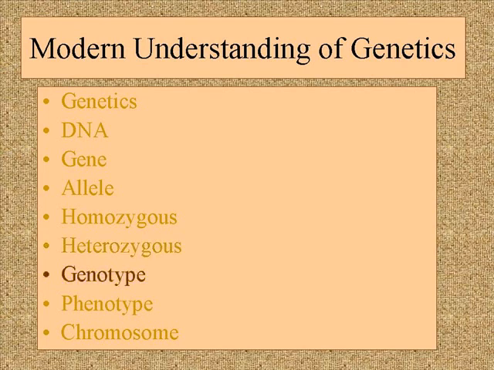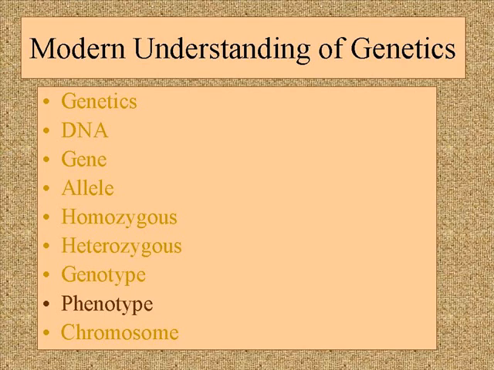By genotype, we mean the genetic makeup of the individual. So this includes all the dominant alleles, all the recessive alleles, all the alleles that are present, all the genes that are present would be part of the genotype.